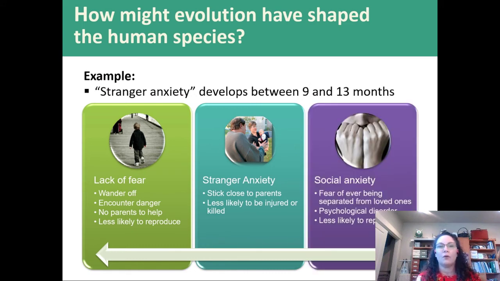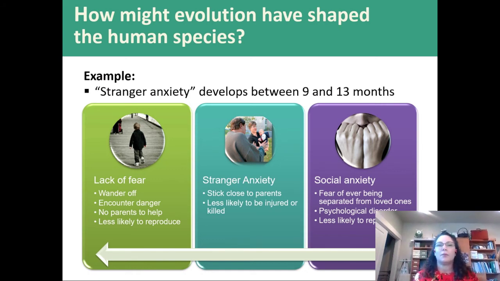What if we emphasized stranger anxiety? What if somehow our genes had selected for stranger anxiety to start at 9 months and just keep intensifying? Well, you could then end up with people who have social anxiety, which makes them unwilling to ever be away from their loved ones. It could even be to the degree that it's a psychological disorder where they have a phobic level of being away from the familiar.